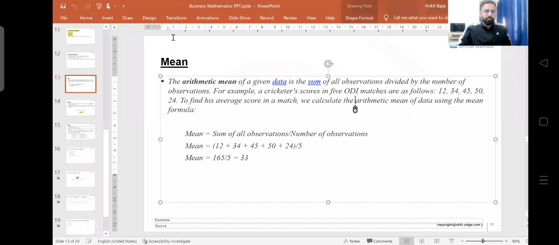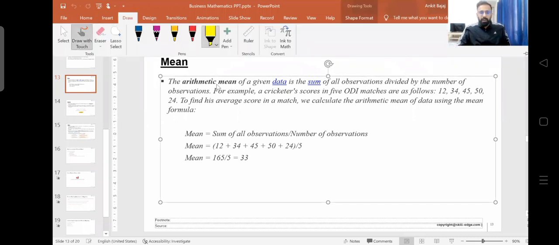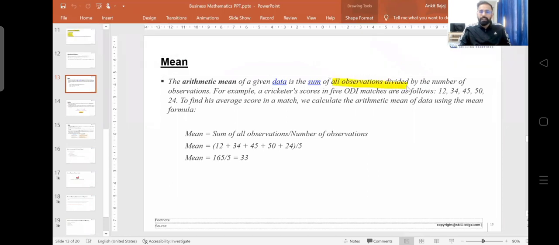So the very first concept which I will start right now is mean. So what is mean? Generally we can say it is an average also. The synonym of mean is average. I will read this concept quickly and further we will discuss. The arithmetic mean of given data is the sum of all observations divided by the number of observations, right?